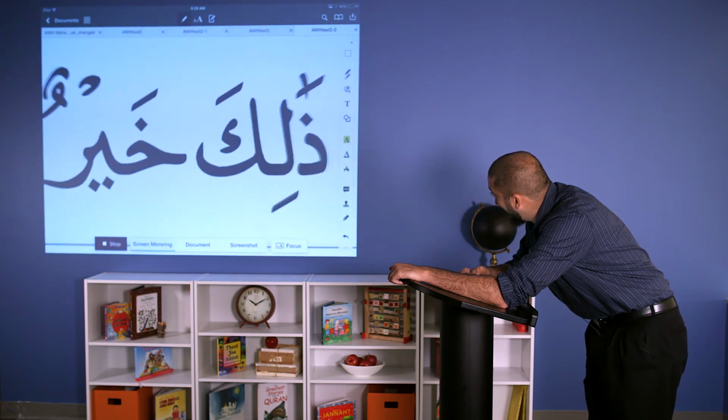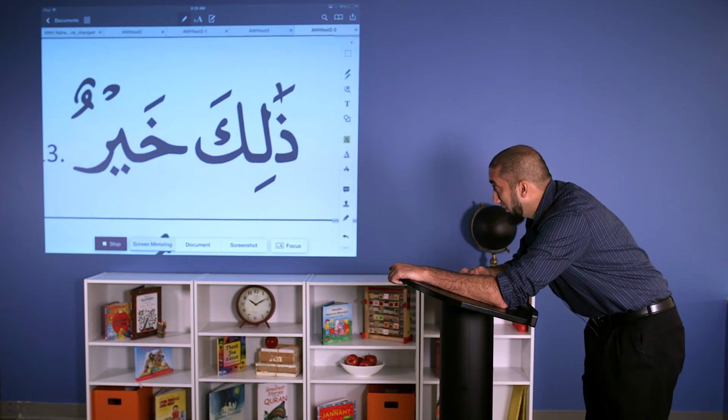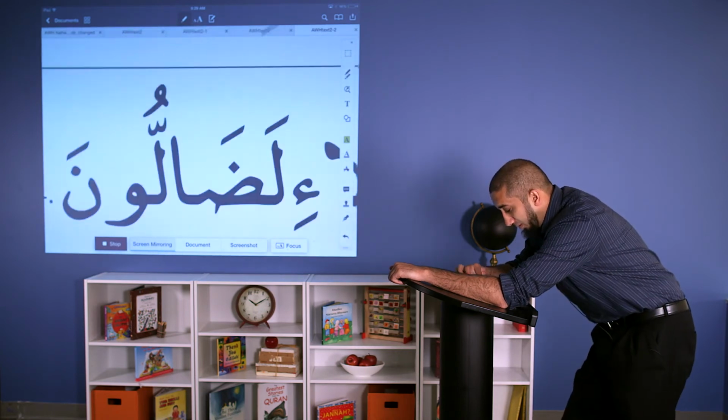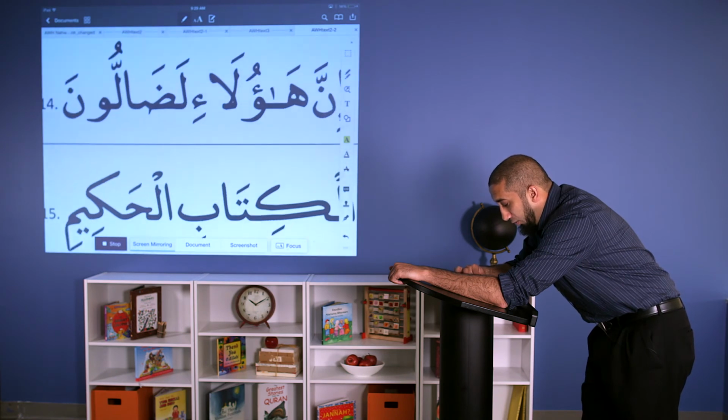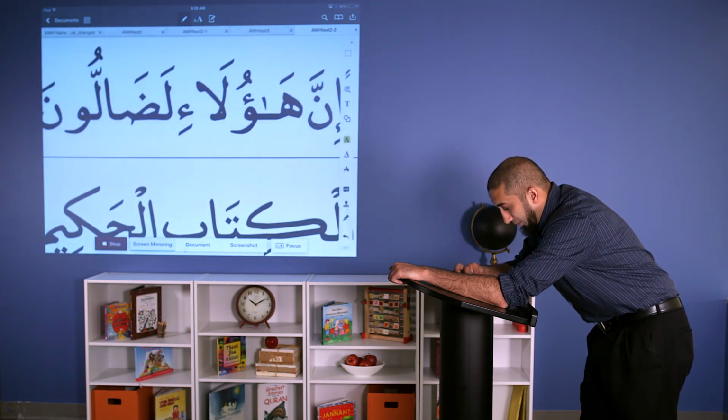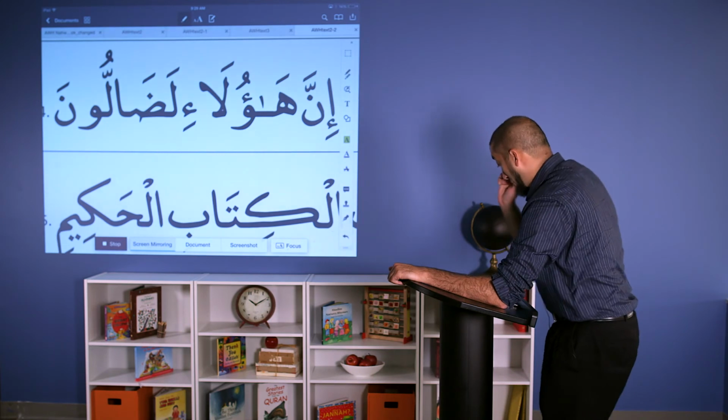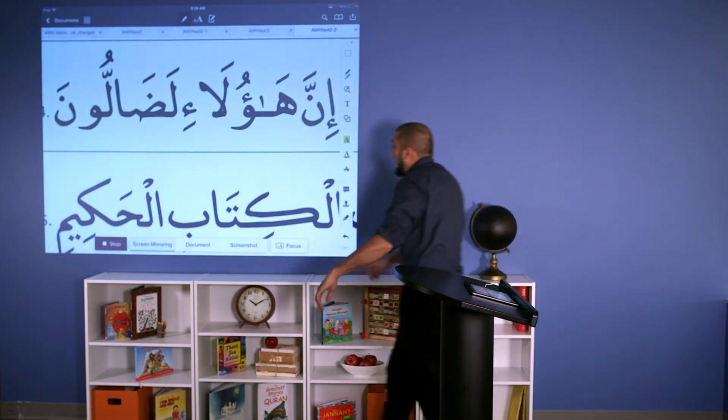Okay, so it's a sentence. Yes. خير means better. That is better. Nice. إن هؤلاء لضالون. Inna. Dal means lost. La means truly. That la means truly.